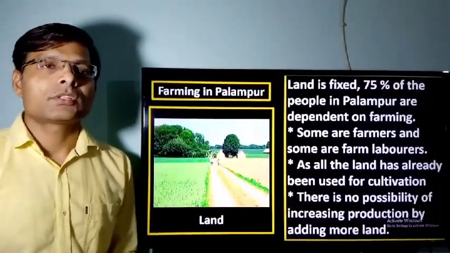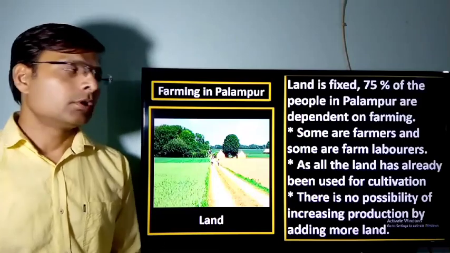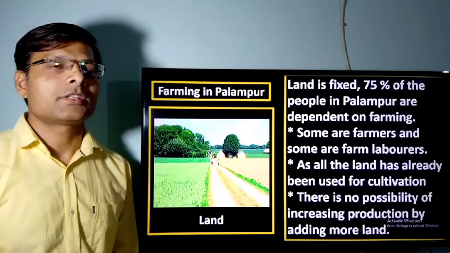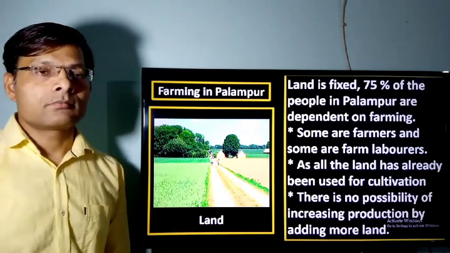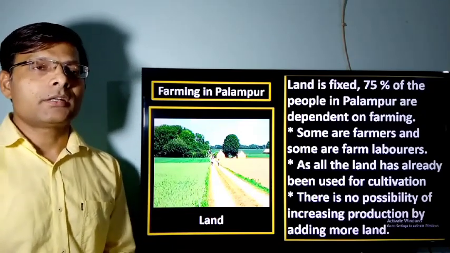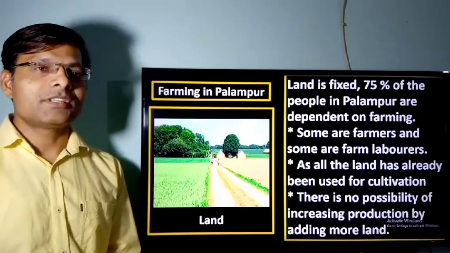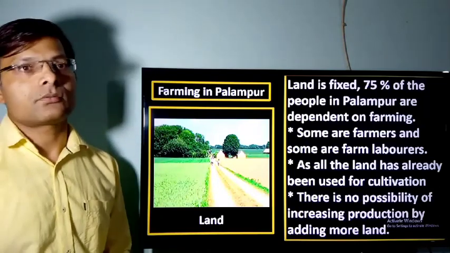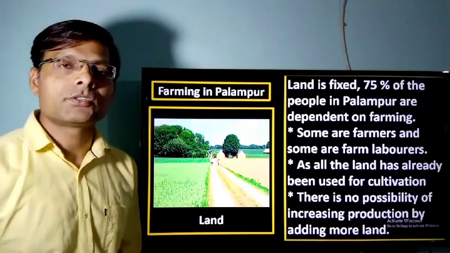Next, we are going to discuss the condition of farming. Again, we are coming to the hypothetical village, Palampur. So we are going to discuss farming in Palampur. As you know, in the present time it is not like the past, when a lot of land was available everywhere and could be grabbed by anybody. The land is fixed, and the size of the land cannot be increased. You can purchase new land but you cannot produce land. So not only in Palampur, in your village also the land is fixed.